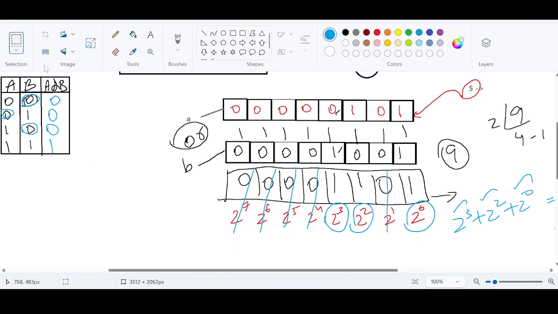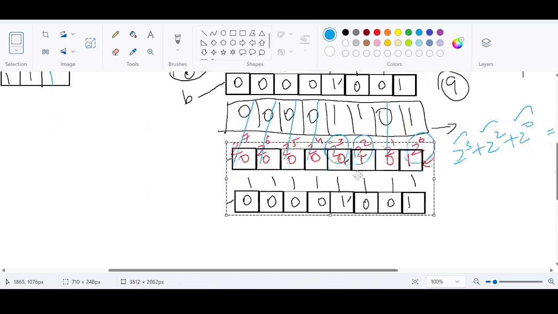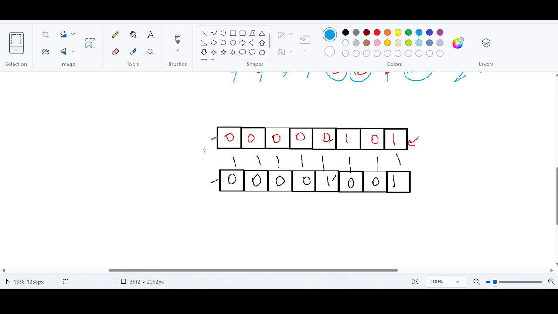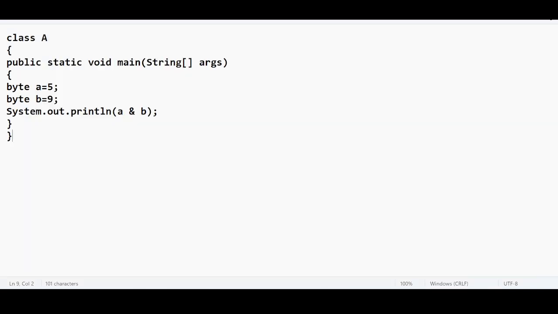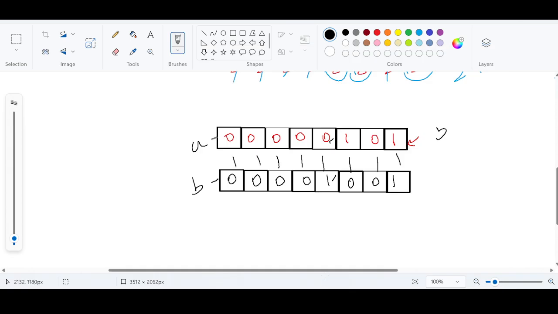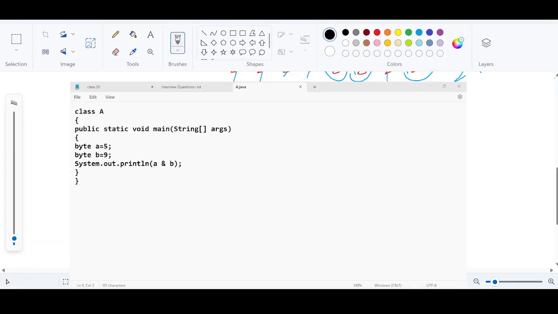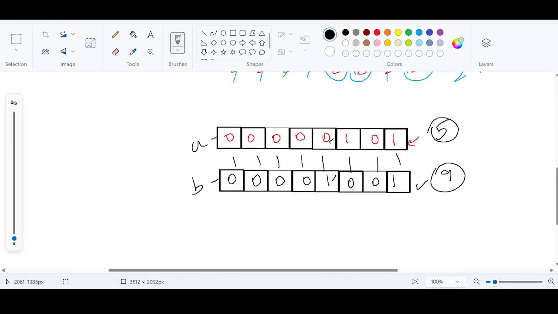Okay. Why 1 is the answer? Let me repeat this. Let me take the same bits. So this is A and this is B, isn't it? Go to the example and see. A is 5, B is 9. This is the equivalent binary number for the decimal number 5, and this is the equivalent binary number for the decimal number 9. Right? And we want to perform AND operation. What is the rule? If at least any one of the inputs is 0, the output is 0. In this case both are 1, so the output has to be 1, right?